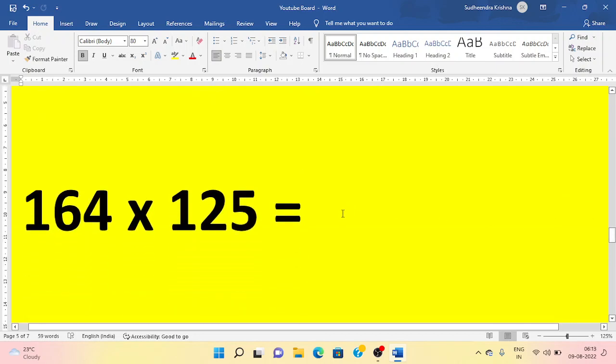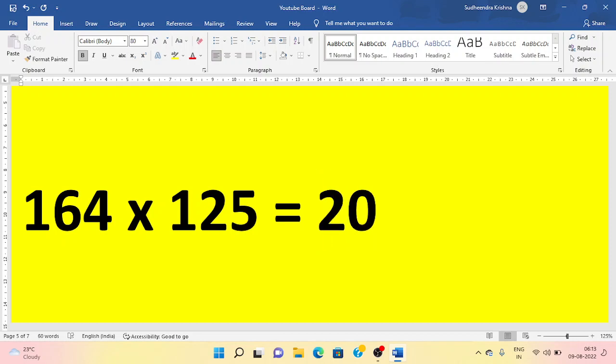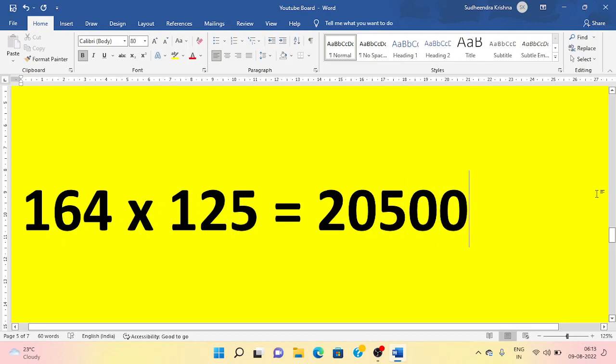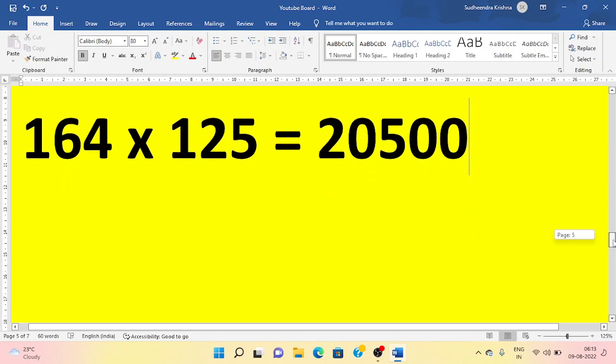Now let us take another example. 164. Let us take a 3-digit number. 164 into 125. First divide 164 by 8. After dividing 164 by 8, you will get 20 as the quotient and you will get 4 as the remainder. Whenever you get 4 as the remainder, as per the table shown above, put 500 in the right portion of the answer. So this is the required answer. 164 into 125 is equal to 20,500. It's as simple as this.